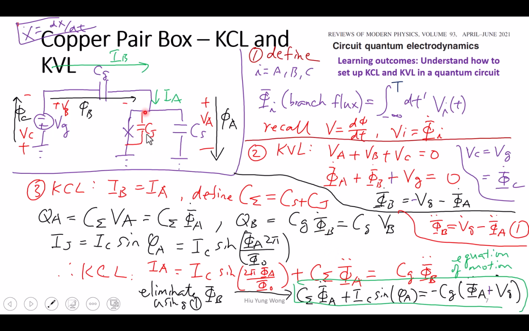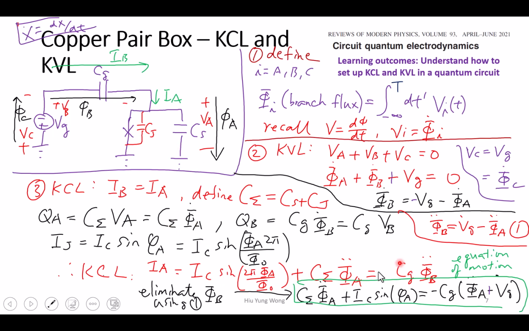Then the current through the Josephson junction is just equal to the Josephson first equation, which is IC sine phi A, which is the phase. But the phase is related to the flux by this equation, divided by this, which is the reduced magnetic flux quantum, phi 0 over 2 pi. So we use KCL, we say IA equals the Josephson junction current plus the current through this capacitor, which is C summation phi A dot dot.